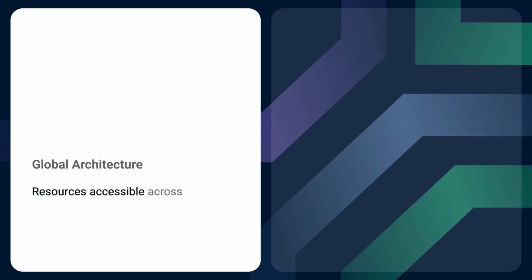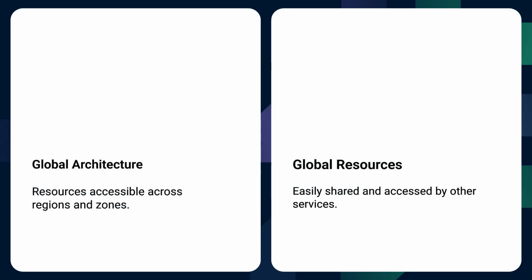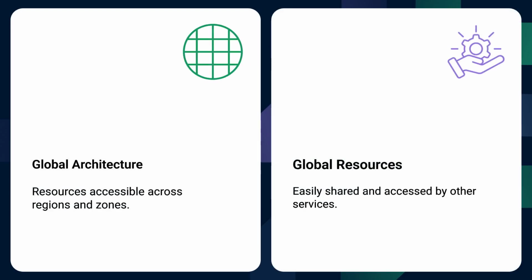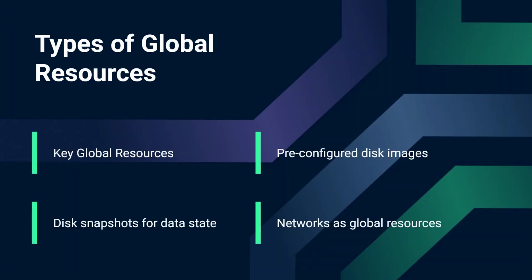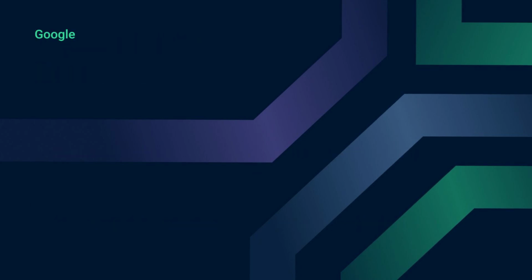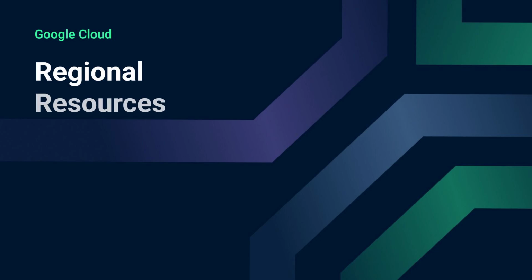So touching back on the architecture again, the global architecture. Some resources can be accessed by any other resource across regions and zones. These are considered global resources. These are pre-configured disk images. These are disk snapshots. Networks are also considered a global resource. You also have regional resources. So regional resource means that it's available only in that region. That can be static external IP addresses, for example.